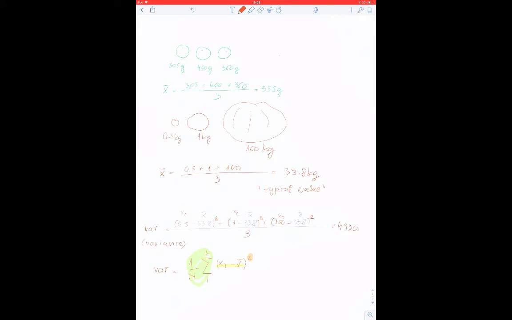And there is one more thing. The units of measure are kilograms squared, and this is a pretty strange unit of measure. So we may fix this by taking the square root of the variance. The square root of variance is usually denoted with S, or with sigma if we are talking about the population value, and it is called standard deviation.